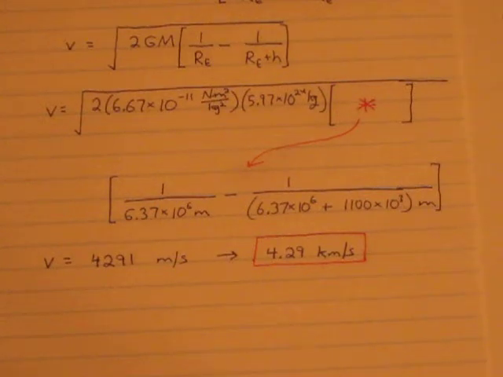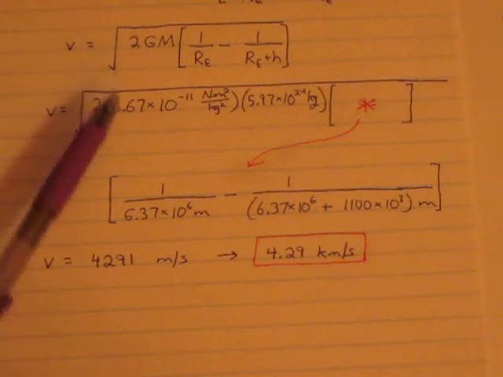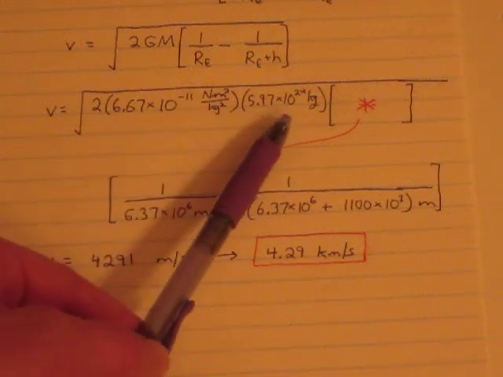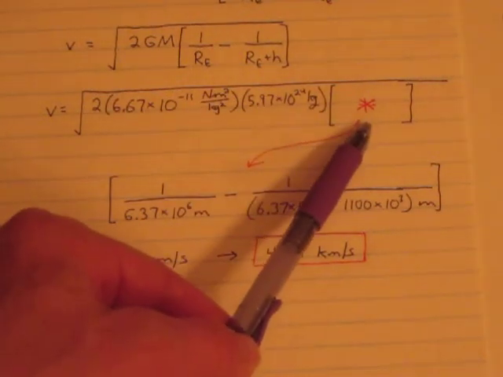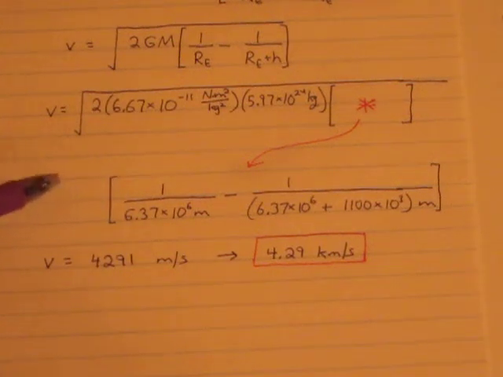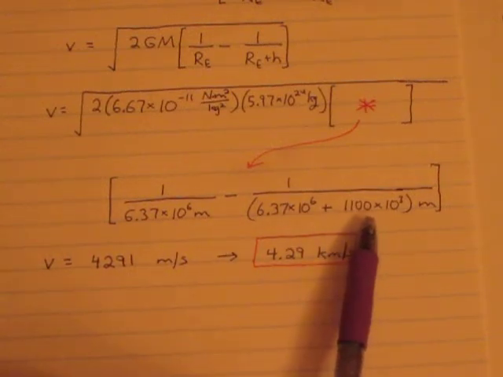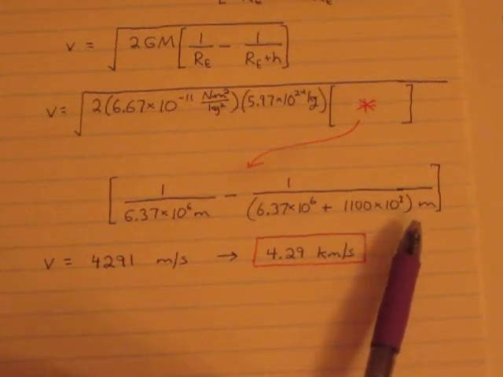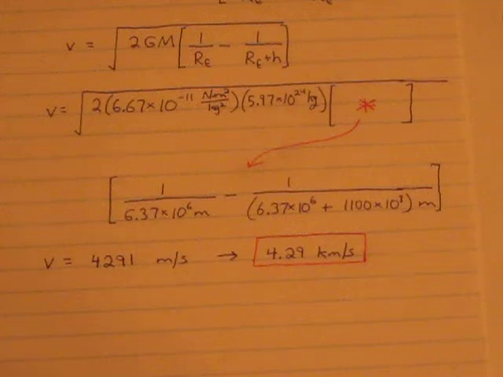And in the next line with the red asterisk, I ran out of space while plugging the numbers in. So here we go: 2 times G, this is the mass, and this right here I've expanded on this line just to show you the numbers that I plug in. And we are adding a height in this term of 1,100 times 10 to the 3rd meters. For the final answer, we get v equals 4.29 kilometers per second.